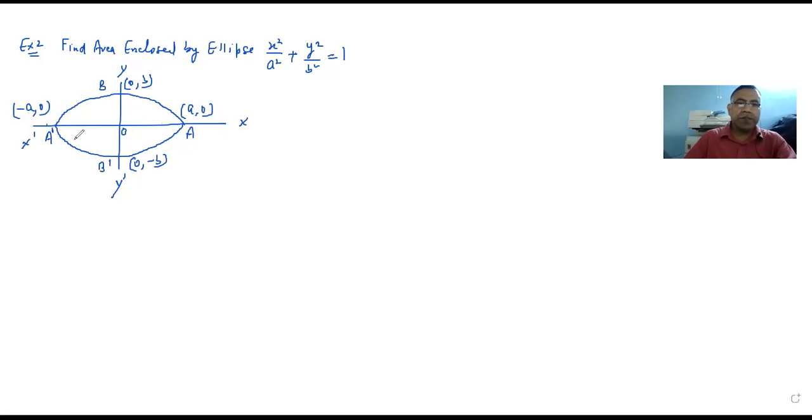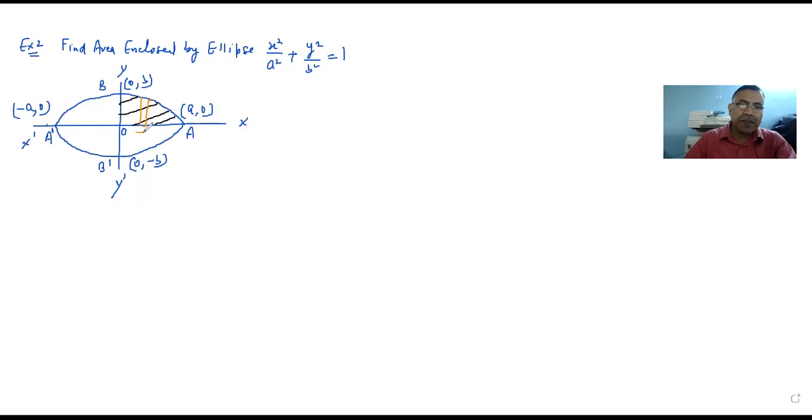So again, it is symmetric about all the axes. So what I will do, I will find out the area of the first quadrant. Then I will multiply it by 4 to get the complete area. So the method will be the same. Suppose I consider a small rectangle.